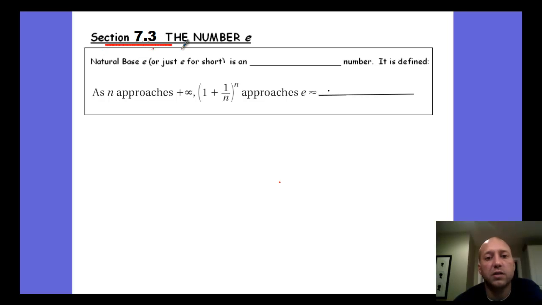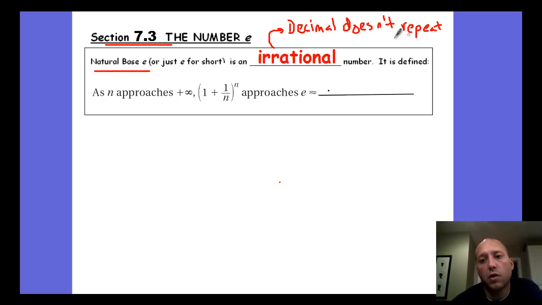So this, all of 7.3, is the number e. e is called the natural base e, or just e for short. The natural base e is an irrational number. So what does irrational mean? It means it's a decimal that doesn't repeat or terminate. It goes on forever and ever and never repeats, like pi. Also square root of 2, square root of 3, square root of 5. There are many we've talked about.